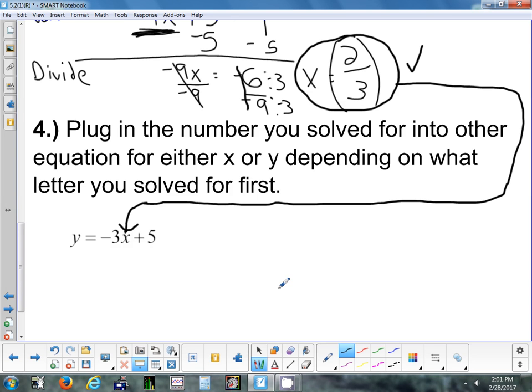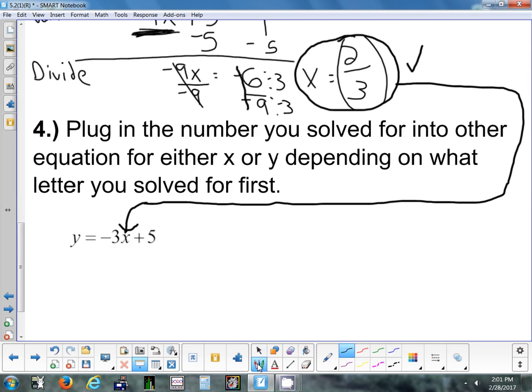We put parentheses around the 2/3, right? What's the letter next to 2/3? X, right? What should you do down here? What should I put my parentheses around?